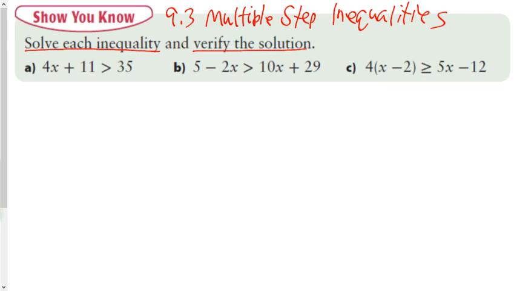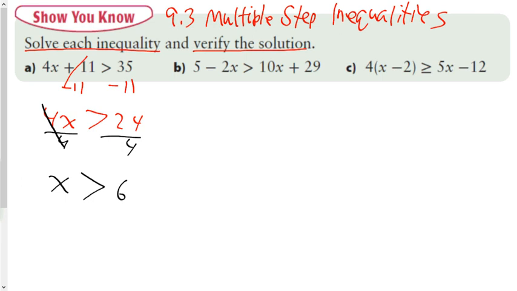So with the first one, I'm going to subtract 11 like I would if it was an equality from both sides. And I'm going to get 4x has a value that is greater than 24. Once I do that, same thing I would do in an equality, I divide both sides by my coefficient to isolate the variable and realize that any value greater than 6 would fit that truth.